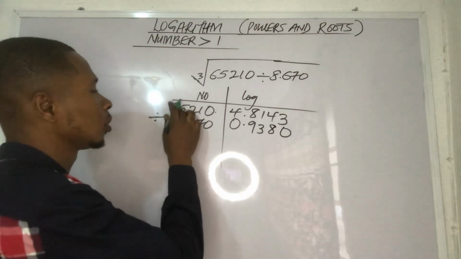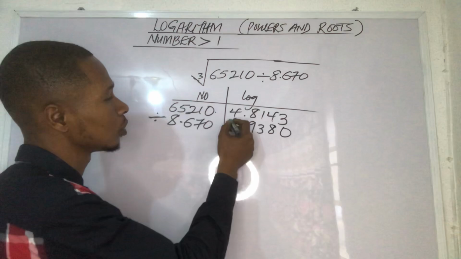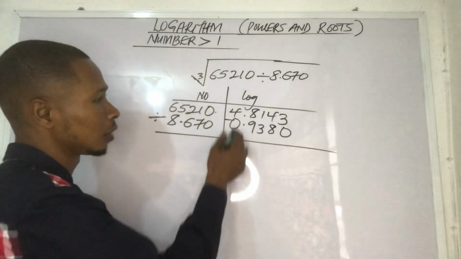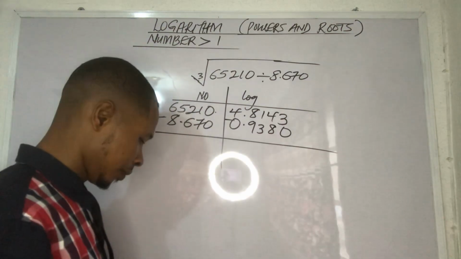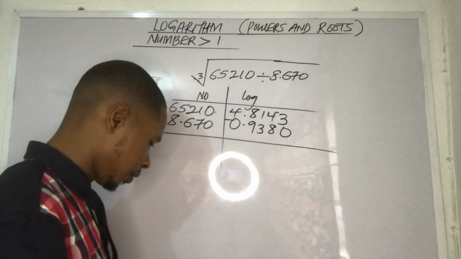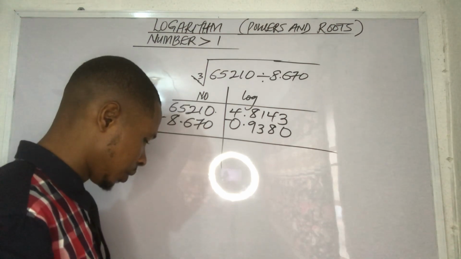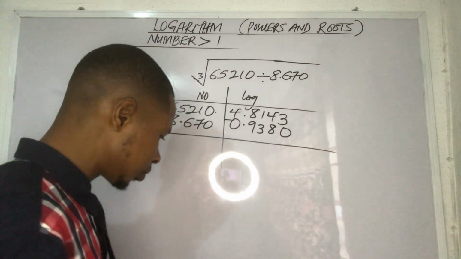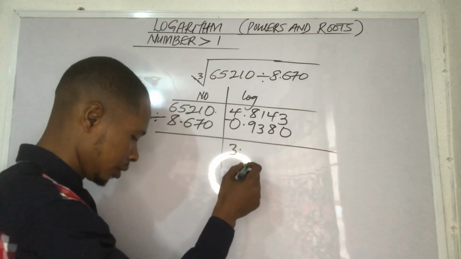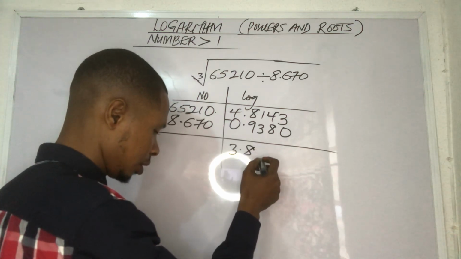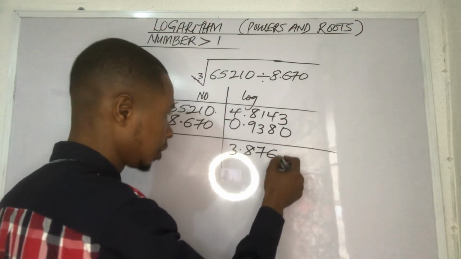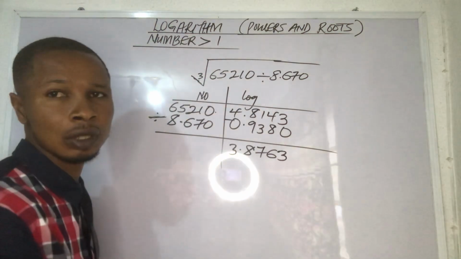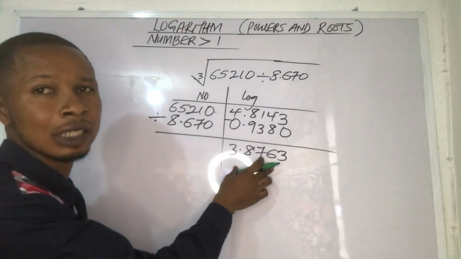Now, since I'm dividing this number by this number, I will subtract their log. So if I subtract the log now, I have 4.8143 minus 0.9380. So I have 3.8763. Now, assuming there is no root in this question, I'll just look up my anti-log here.